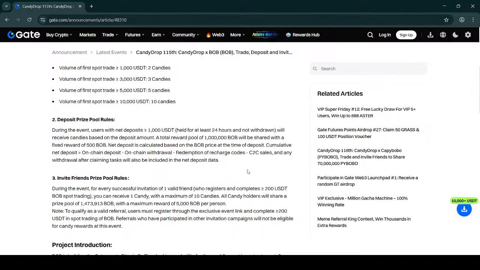So guys, third, invite friend prize pool rules. During the event, for every successful invitation of one valid friend who registers and completes 200 USDT of BOB spot trading, you receive one candy, with a maximum of 10 candies. All users holding candy will share the prize pool, with a maximum reward of 5,000 BOB per user. Note: to qualify as a valid referral, the user must register through the exclusive event link and complete 200 USDT in spot trading of BOB. A referred user who participates through other invitations will not be eligible for the candy reward in this event, guys.